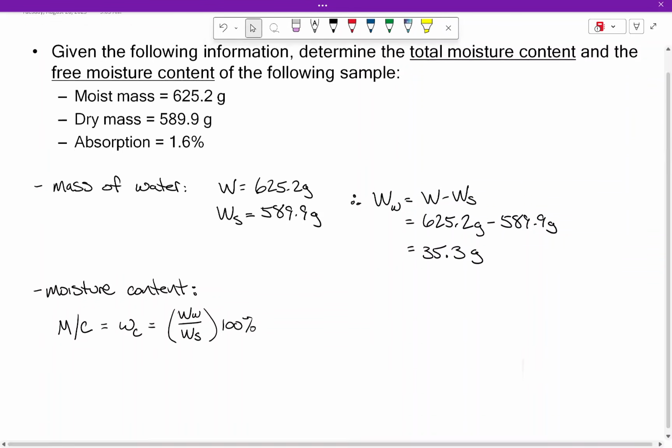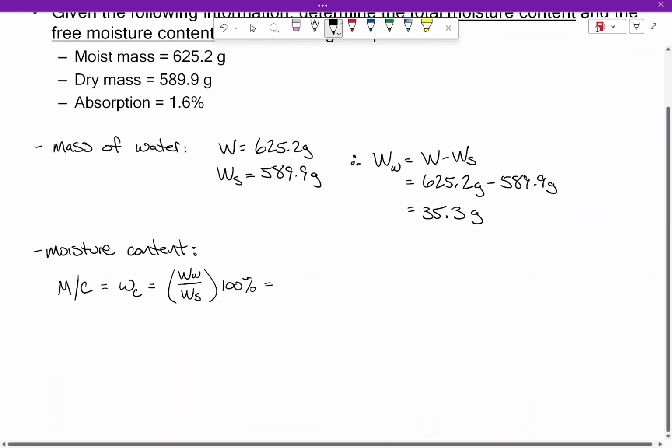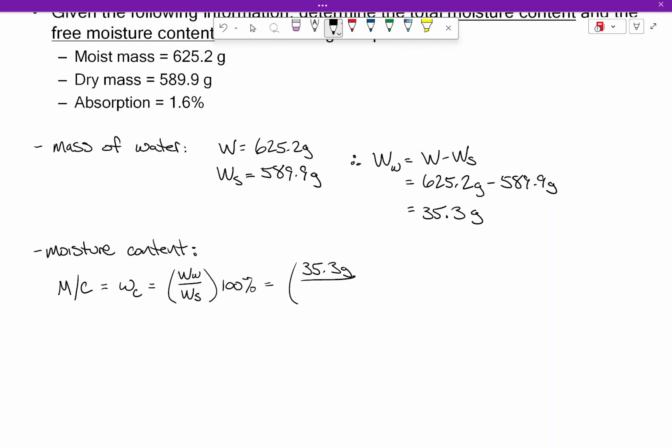So what that's going to mean is 35.3 grams over 589.9 grams times 100%. Okay, and this is going to equal what? 0.059. Times 100%? Yep. 5.9. Did you multiply by 100 though? You didn't put a decimal.